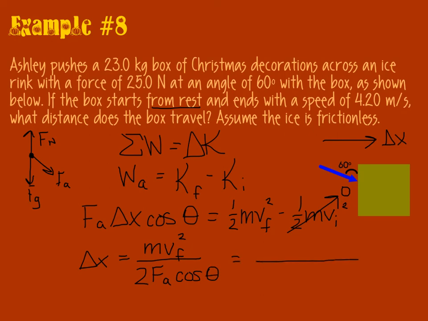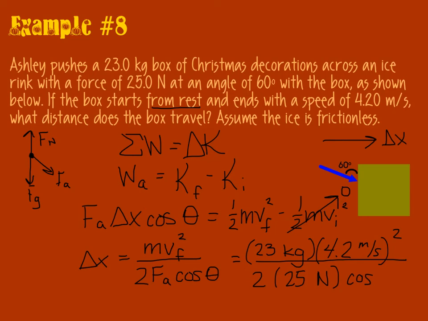So we're given many of these numbers. We're told that it's a 23 kilogram box and that its final velocity is 4.2 meters per second. Don't forget to square that. We're told that the applied force has a magnitude of 25 newtons. The thing we have to think the most about is what angle to plug in as theta. Is it 60 or is it some other angle?